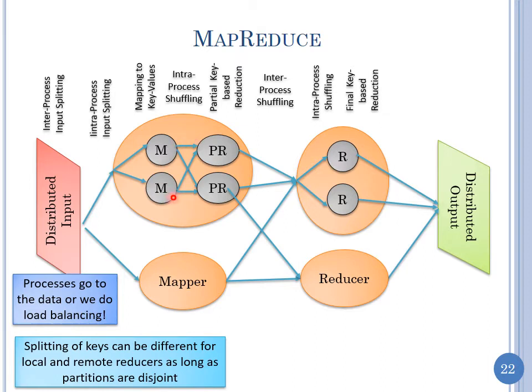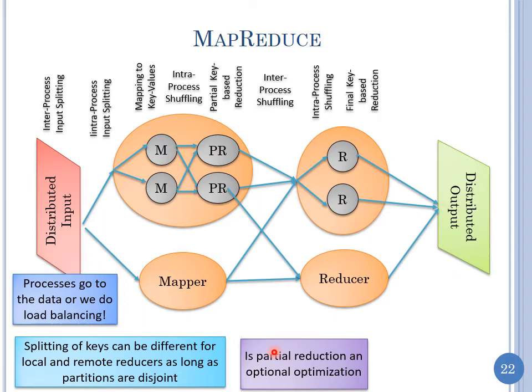What function you use to split the data among reducers, as we talked about, a particular reducer can handle multiple keys. As long as the sets are disjoint, we are fine. All we want is for the sets to be disjoint. They can use different criteria to decide which set of keys a particular reducer reduces.